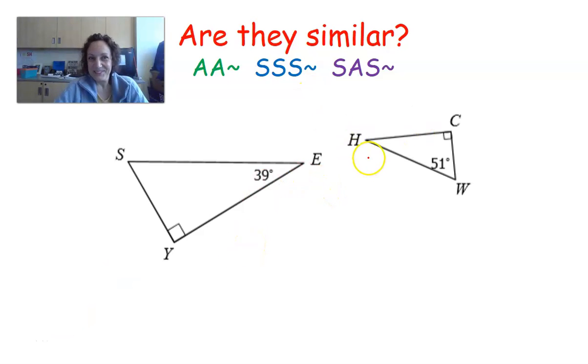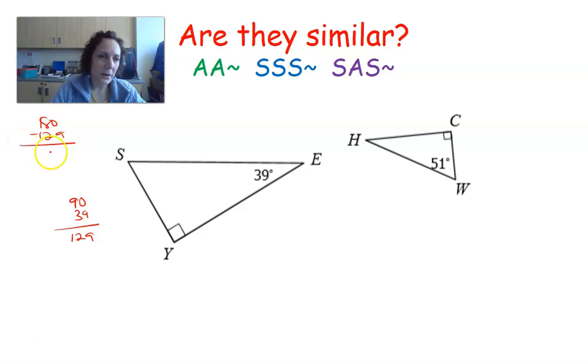All right, you get it? Okay, at first glance, I don't know about this. This has a 39, this has a 51. But in order to really look at this, we're going to have to figure out what this third angle is. Okay, so in this triangle, I have 90 and 39. So that's 129 degrees. So if I want to figure out what this third is, I just have to take that off of 180, right? So that's 51. Uh-oh. There's a 51 over there.